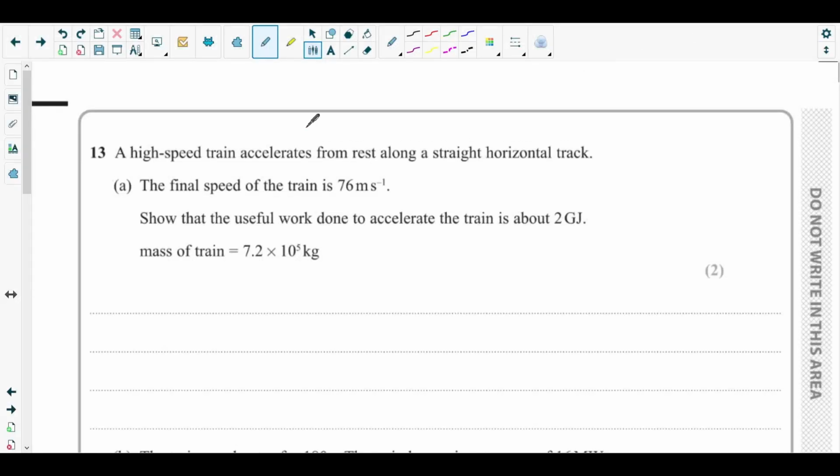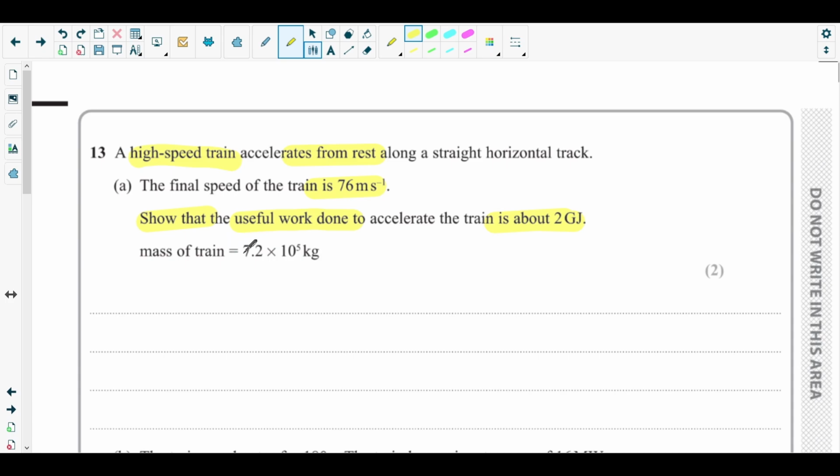Okay, next is question number 13. The question says a high-speed train accelerates from rest along a straight horizontal track. Part A: the final speed of the train is 76 meters per second. Show that the useful work done to accelerate the train is about 2 gigajoule.